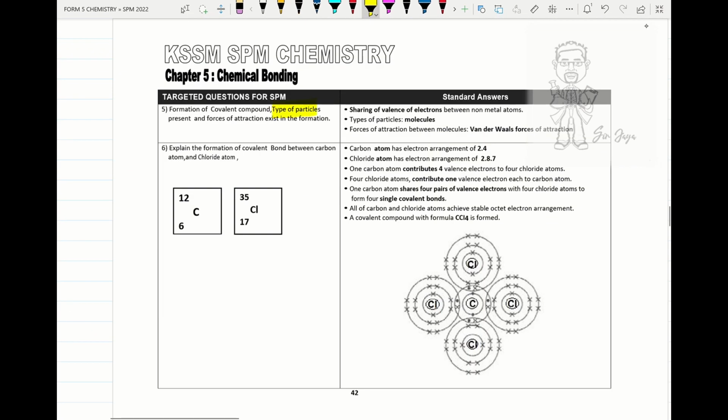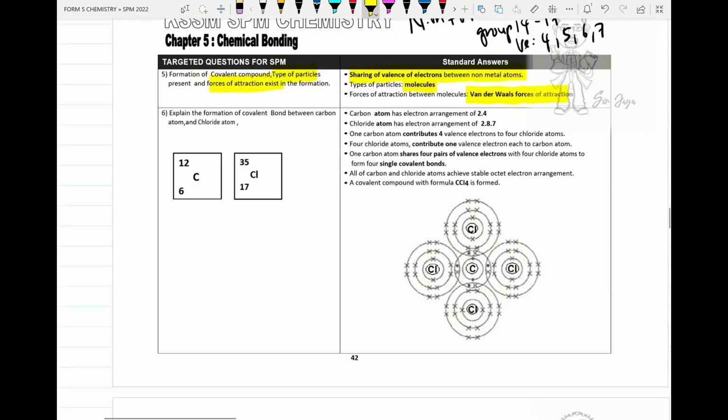All right, we move on to the next part, the formation of covalent bond, the type of bonding and the forces that exist in covalent bonding. Please remember, a covalent bond is formed between non-metal and non-metal, and groups 14 until 17 are non-metals, or valence electrons of 4, 5, 6, 7 are non-metals. The covalent bond is formed by sharing valence electrons between non-metal atoms. The type of particle is molecule, and the forces between the molecules are van der Waals forces of attraction.